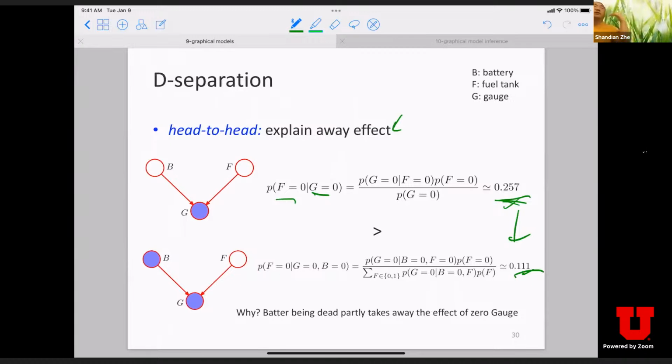By additionally conditioning on the battery status, I take some explanation of the empty tank status away, because I attribute the possible reason that your gauge reads zero partly to the dead battery status. And because I take away this explanation effect, when I compute the conditional probability that your tank is empty, it's getting smaller.